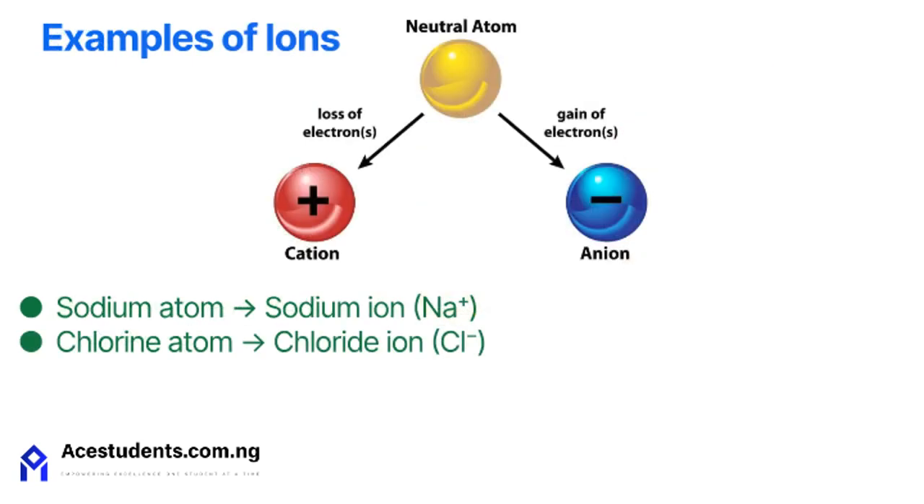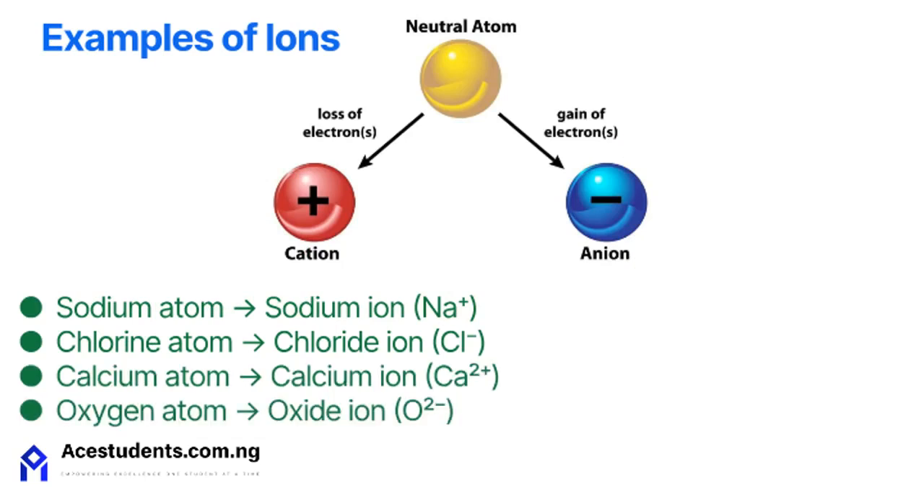For example, when sodium loses 1 electron, it forms a sodium ion. When chlorine gains 1 electron, it becomes a chloride ion. Other examples include calcium losing 2 electrons to form a calcium ion, and oxygen gaining 2 electrons to form an oxide ion.